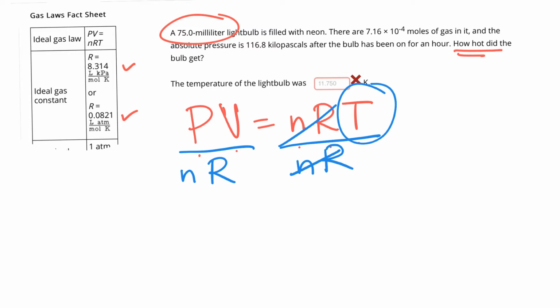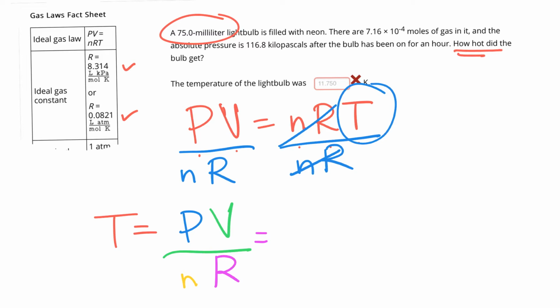All right, so here's our formula. T equals PV over nR, okay? All right, so that's our new formula. And now we're just going to plug those values in.